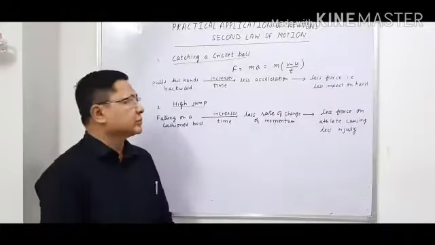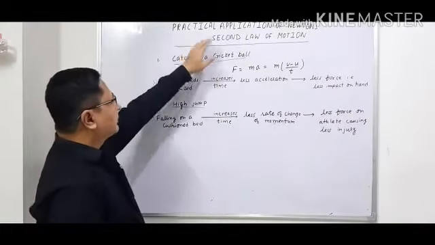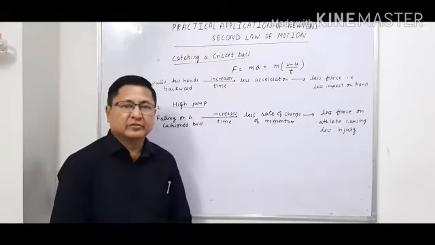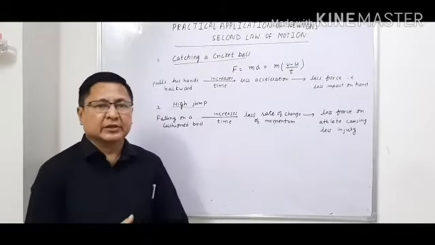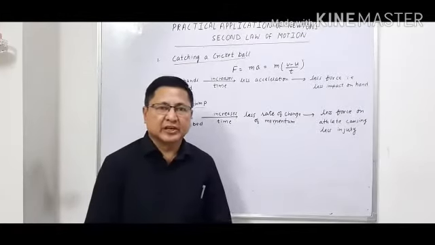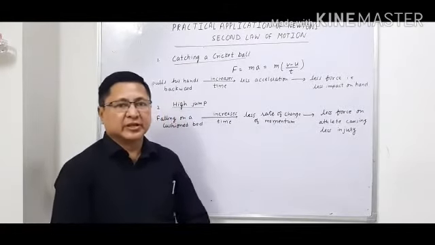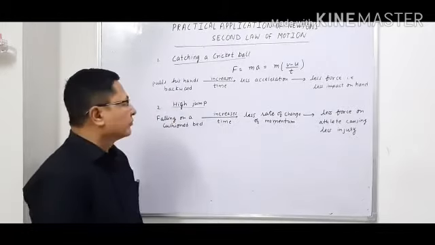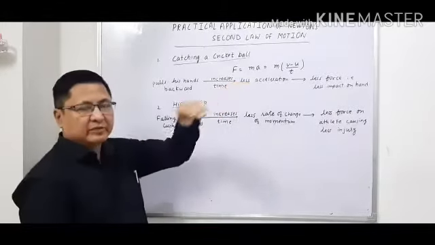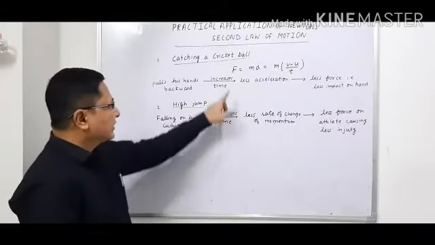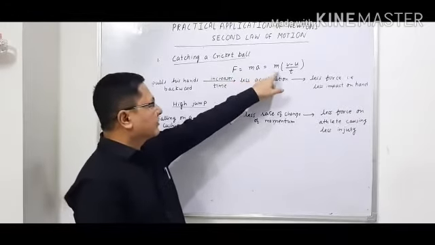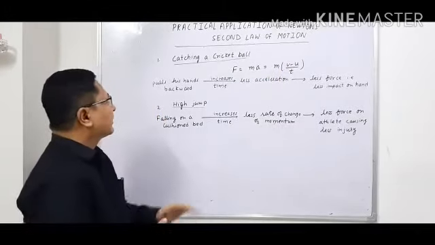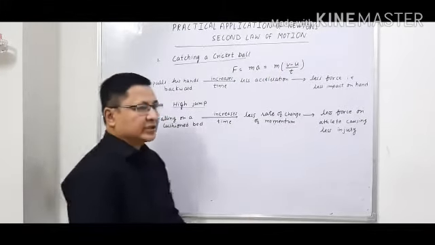Good morning students. Today we are going to take the practical application of Newton's second law of motion. We have studied earlier that Newton's second law of motion states that the rate of change of momentum is directly proportional to the applied force in the direction of force. The mathematical formulation is F = ma or F = m(v - u)/t. Today we are taking the practical application of Newton's second law of motion.